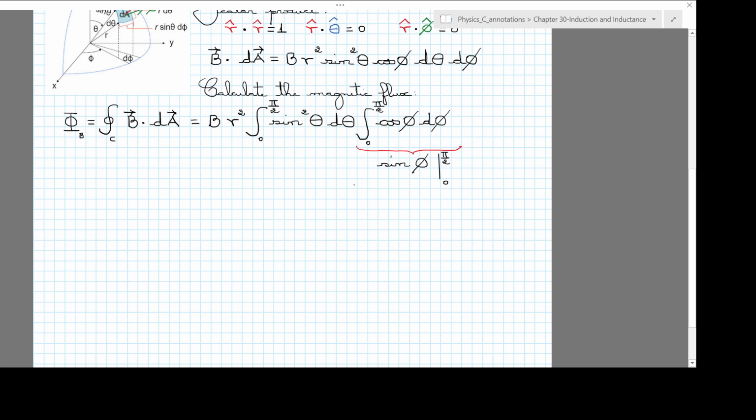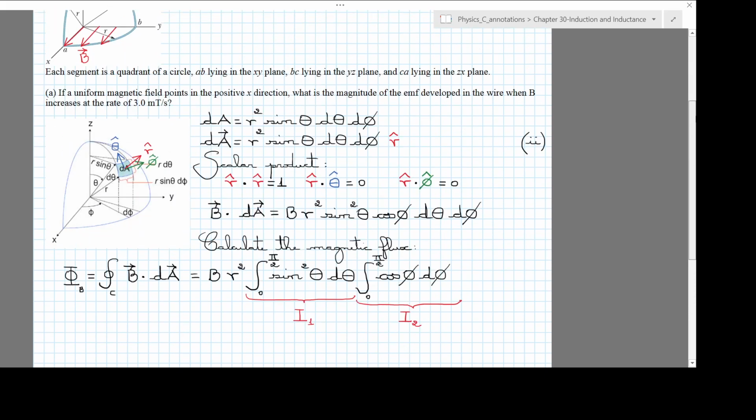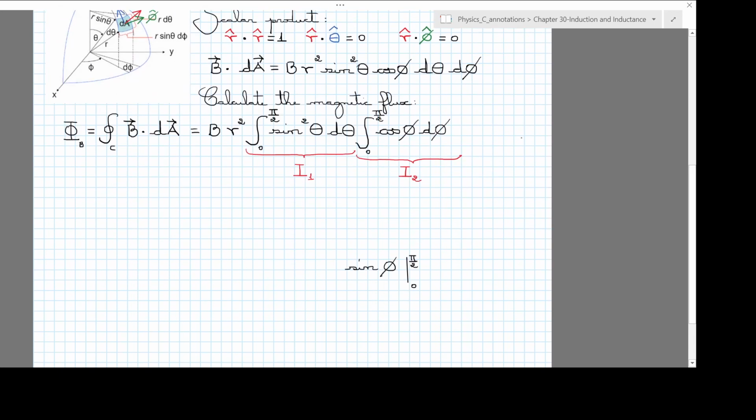For this integral here, this is going to give me a little bit of trouble. Let's call this integral 2. Integral 2 is pretty easy. So let's call this one integral 1. Let's solve integral 1 separately right here, and then come back to this expression here. Let's call this expression 3. So this integral 1 here is that one there.